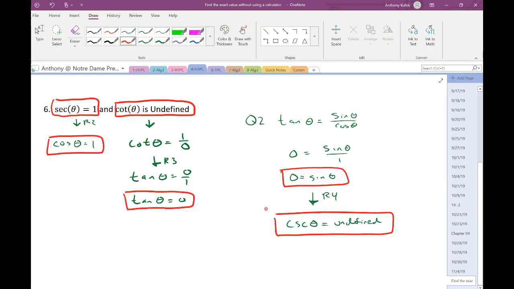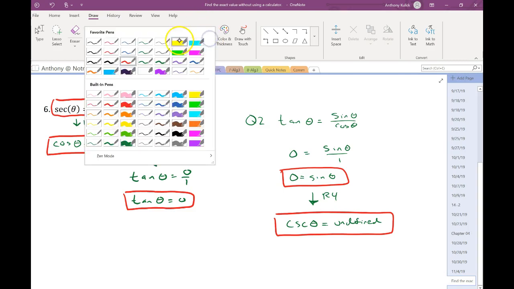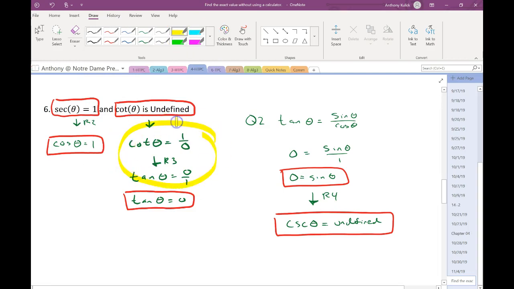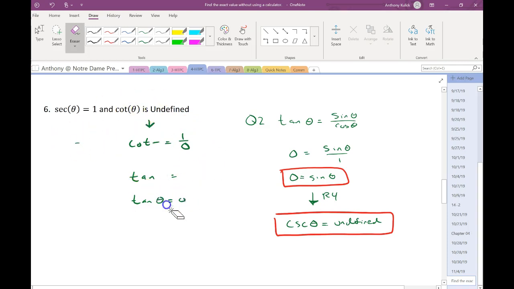That wasn't so bad with the identities, right? The only tricky part to that was making that observation that undefined really means it's something over 0. So the reciprocal of undefined is basically 0. That was the only tricky part there. Okay. So if we try to do this using the reference triangle, let's see what happens there.